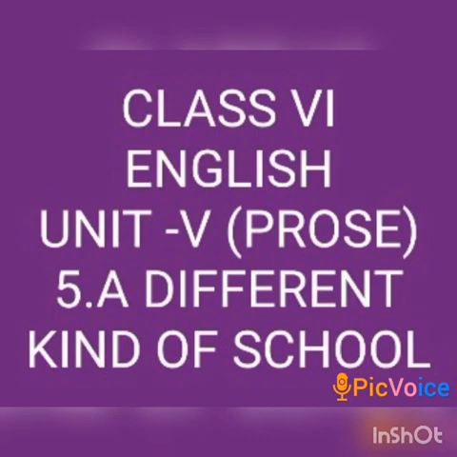In the previous class we saw exercise number 4 in the English composition note. I hope all of you have done that composition and studied. In this class we are going to learn unit 5 prose. The topic of the lesson is A Different Kind of School. We have already completed the poetry in the 5th unit, so today we are going to learn this. All of you take your textbook and take lesson 5.